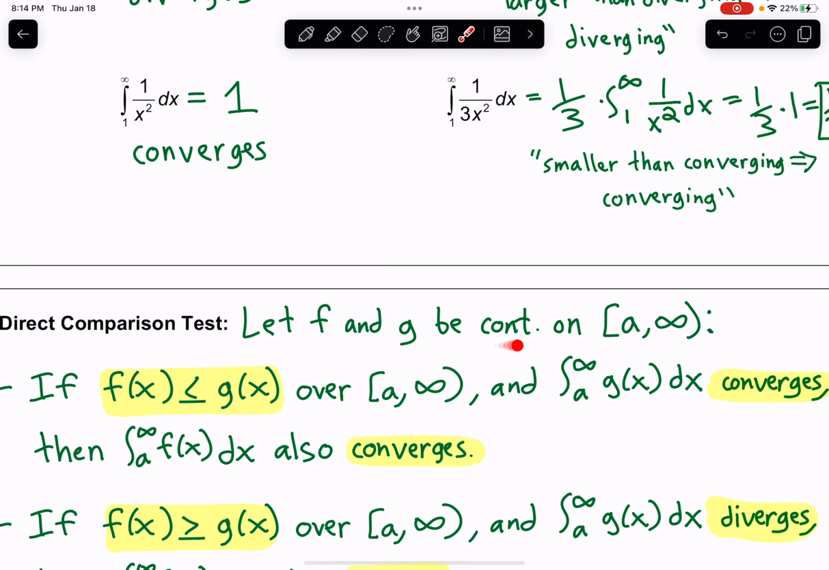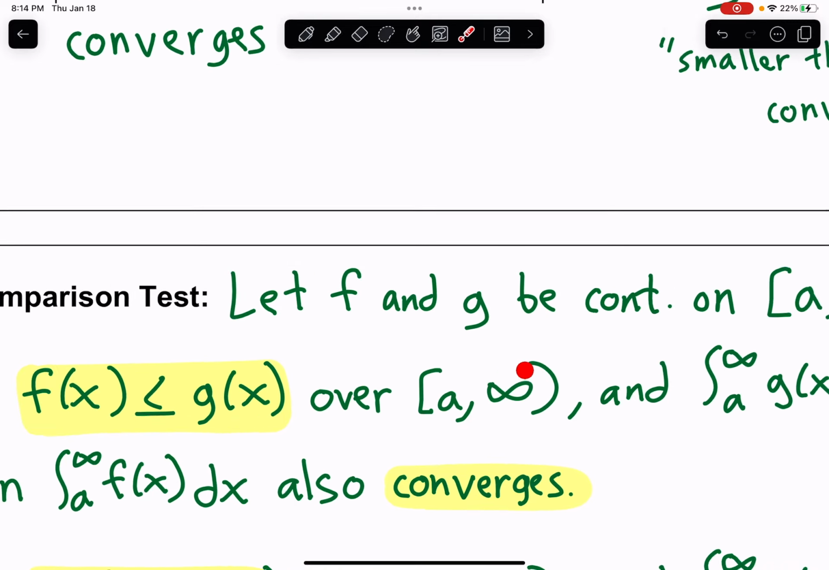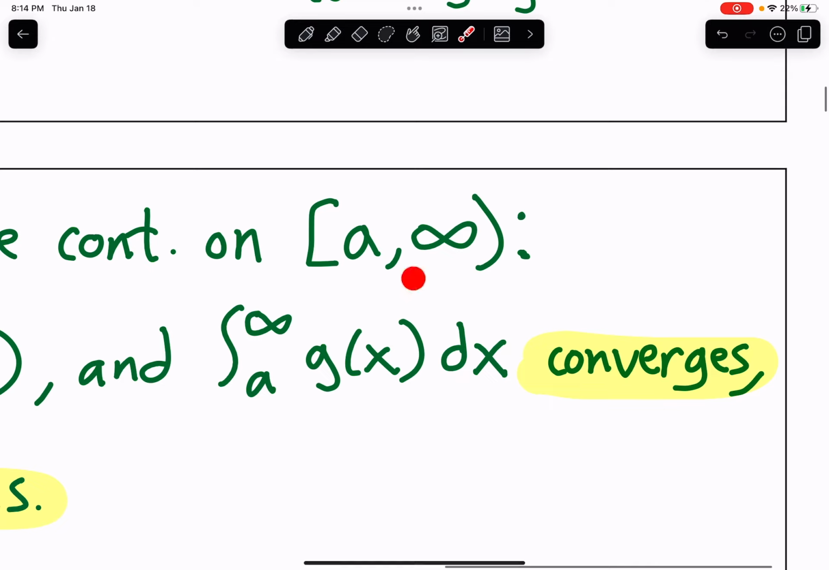Let f and g be continuous functions on some interval a to infinity. We say if f of x is less than or equal to g of x over that entire interval, meaning f is a smaller function than g, and I know on our interval a to infinity that the integral of g of x converges. What it converges to is irrelevant. I'm not necessarily trying to figure out what these things converge to. I just want to know if they converge.